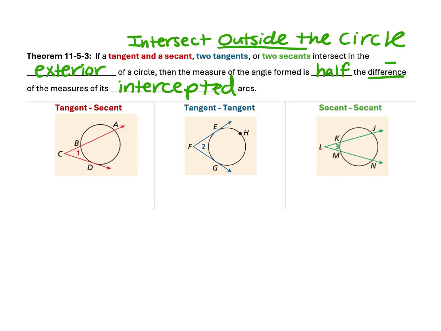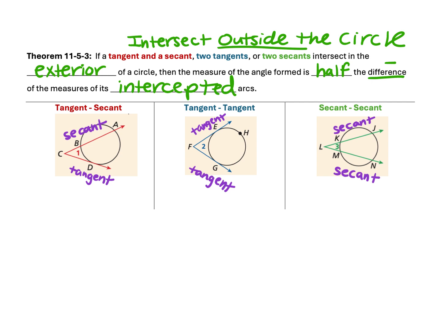Notice there are three different pictures here. It just shows every possible combination of tangents and secants. You can either have, like this first one, a tangent and a secant that intersect outside the circle. The second one, we have two tangents. And then the last one, we have two secants. When these intersect outside the circle, the measure of that exterior angle is half the difference between the intercepted arcs.